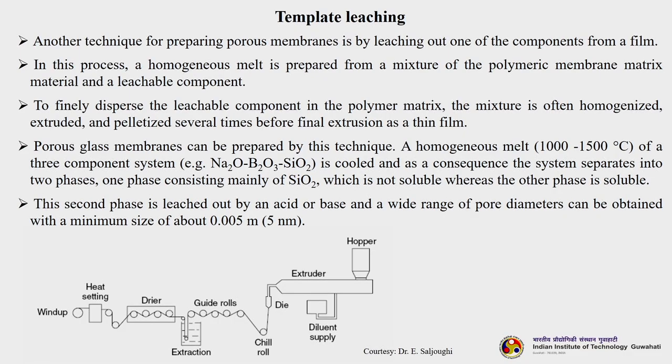So, what are these two phases? One phase contains mainly silicon dioxide. That phase is not soluble, and the other phase is soluble. Now, this second phase is leached out by an acid or base, and a wide range of pore diameters can be obtained with a minimum size of about 0.005 micrometer. So, basically, the leaching is creating the pores.